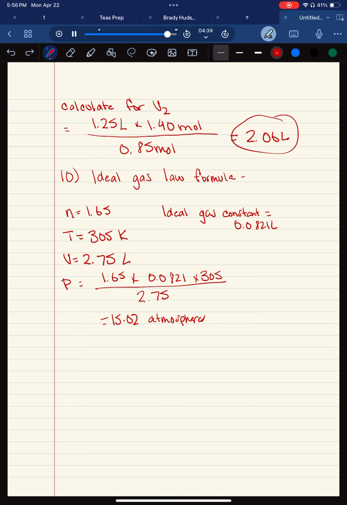liters. So we're going to multiply our temperature times our ideal gas constant times n here, and divide by 2.75 liters, which brings us out to the pressure of 15.02 atm.